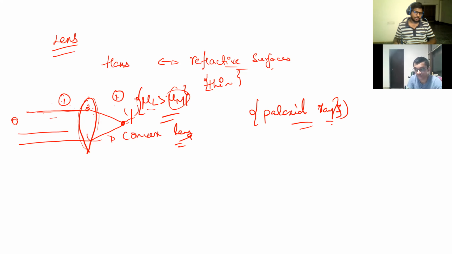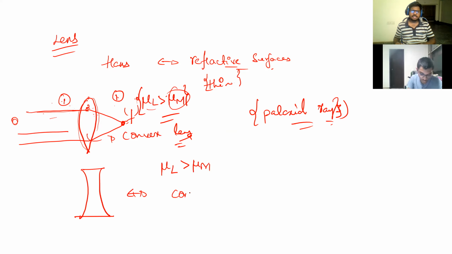Next, if the lens refractive index is greater than the medium refractive index, and the light rays are diverging, then we can say that it is a concave lens, a diverging lens. Can I go ahead? We'll see some examples of these lenses.